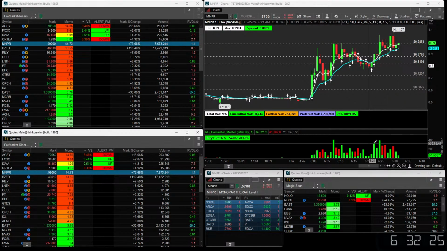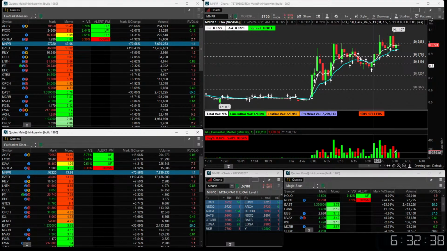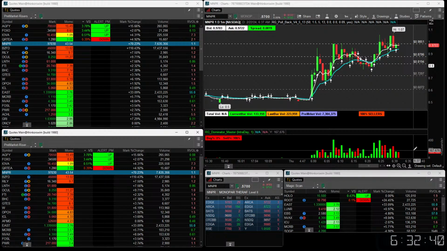Keep in mind, this is volume, but it's not total volume. It's volume over the last 20 candles. It's an average of the volume over the last 20 candles. It's a very accurate way to watch buyers and sellers.